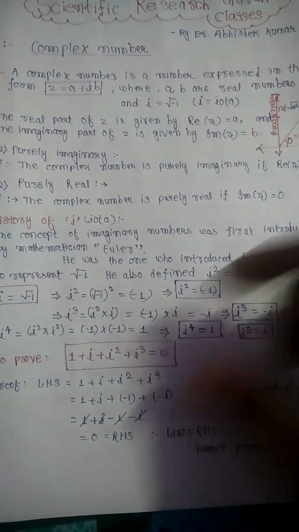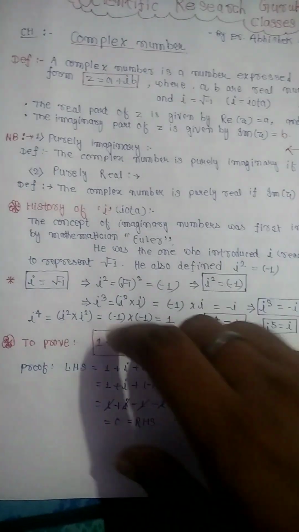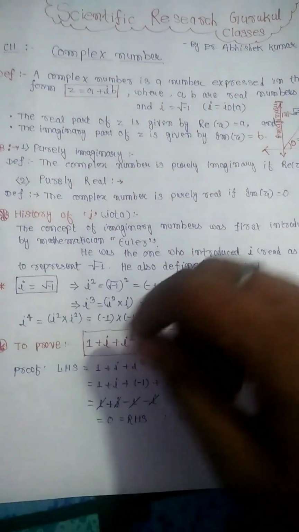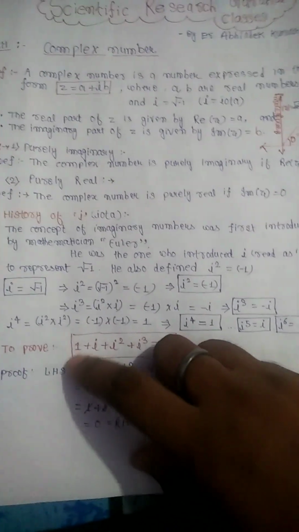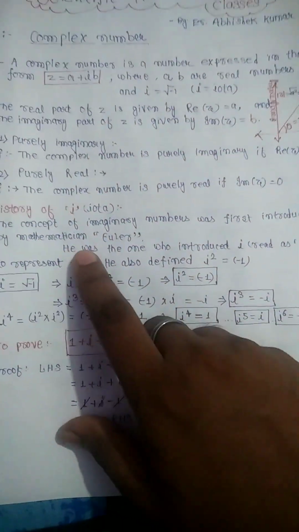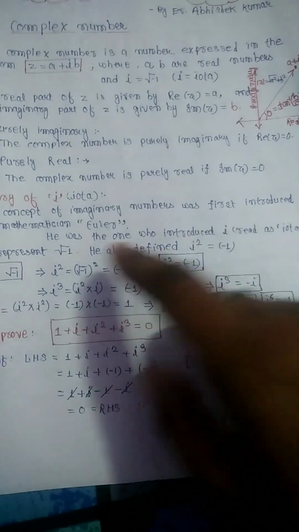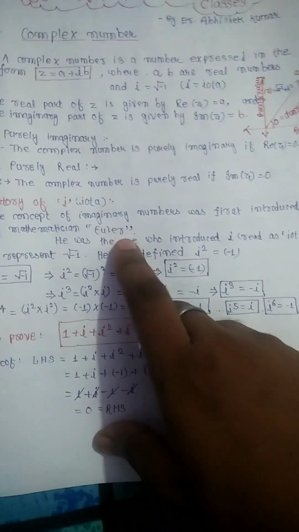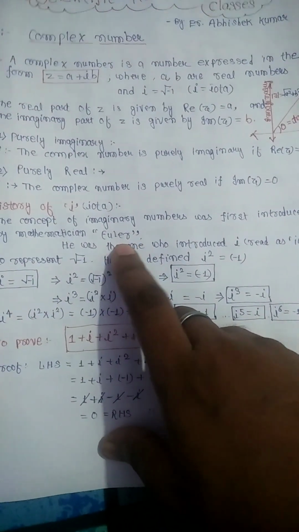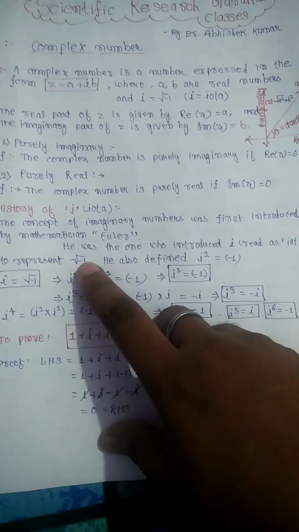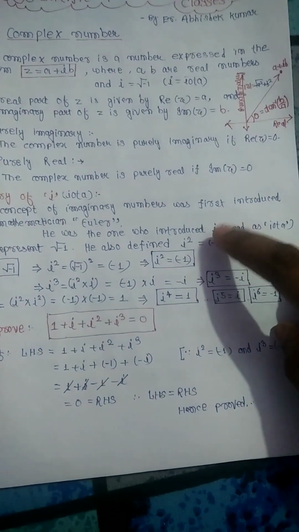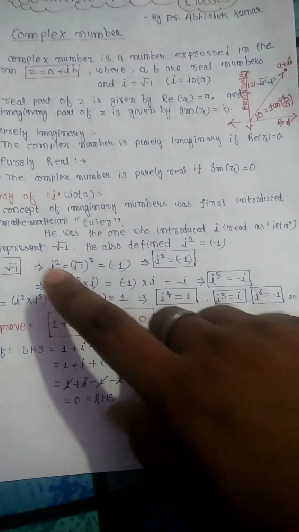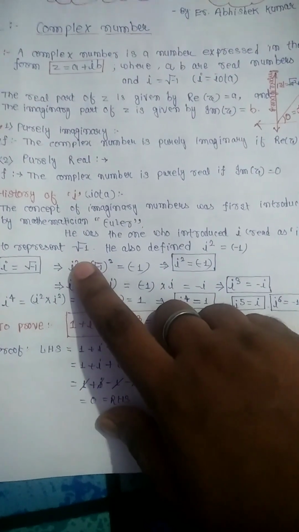Now it's important to know about iota, because iota is a symbol, or a value, which was derived from history, and there is a great mathematician related to it, Euler. Basically, the concept of imaginary numbers was first introduced by the mathematician Euler. You will read many important formulas of Euler in physics also, in class 11 intro. He was the one who introduced that i is iota, and it is represented as root over minus 1.